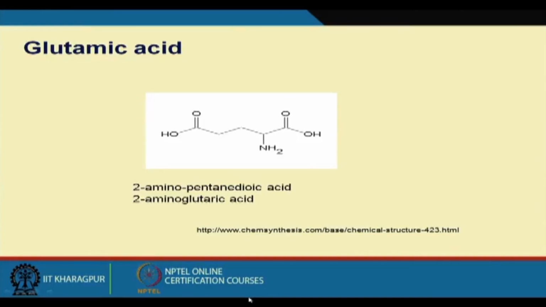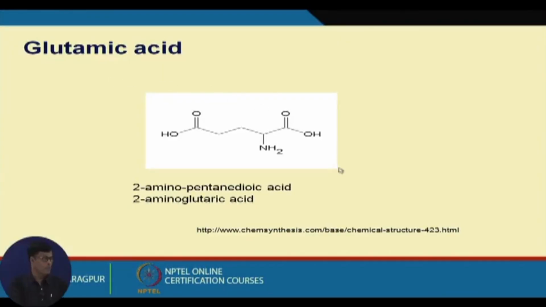Now we know that there are 20 essential amino acids that are very much required for us. There are 20 different amino acids that we have in nature. By permutation and combination, they form the different types of protein molecules. And one amino acid that is part of the protein molecule and plays a very important role is glutamic acid.